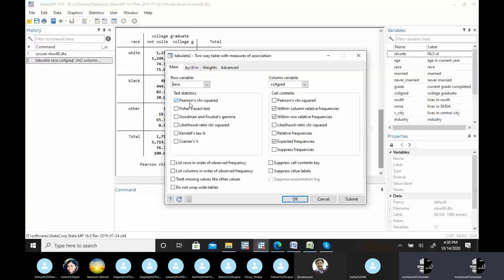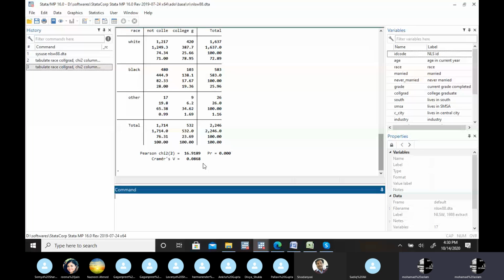So we can say there is a significant difference in the proportion of not college graduate and college graduate among the race categories, but this association is weak. It's not too strong. It's weak. It's less than 0.25. So this is how you can work with your categorical variables.